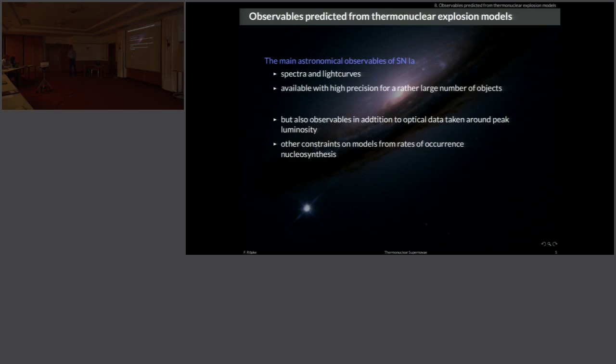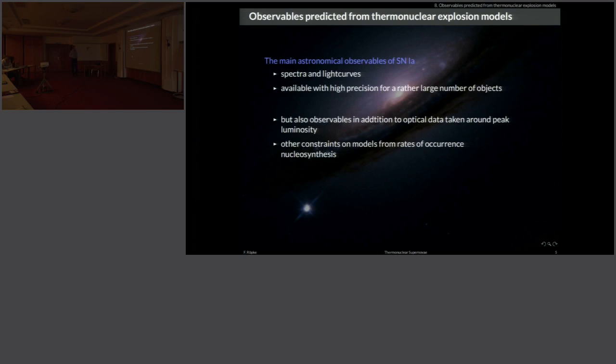But there are also observables in addition to the optical data taken around peak luminosity, and these can also be useful to distinguish between different scenarios for Type Ia supernovae. And I've already mentioned the gamma ray observations of supernova 2014J. That told us very fundamentally that our overall picture of Type Ia supernovae resulting from thermonuclear explosions of white dwarfs, producing nickel 56, and the light emission being powered by the decay of nickel 56, is actually confirmed.